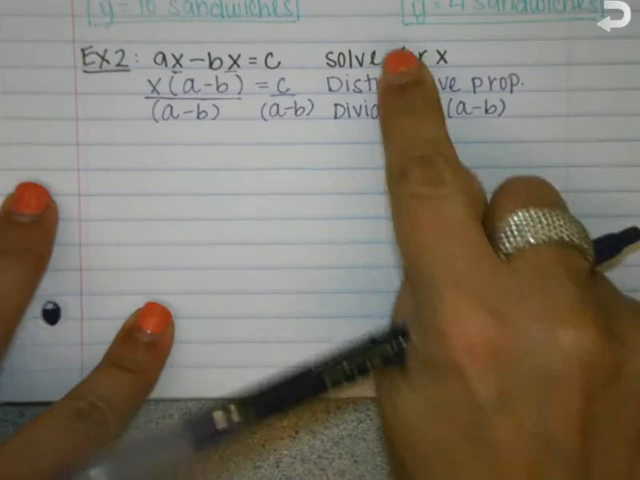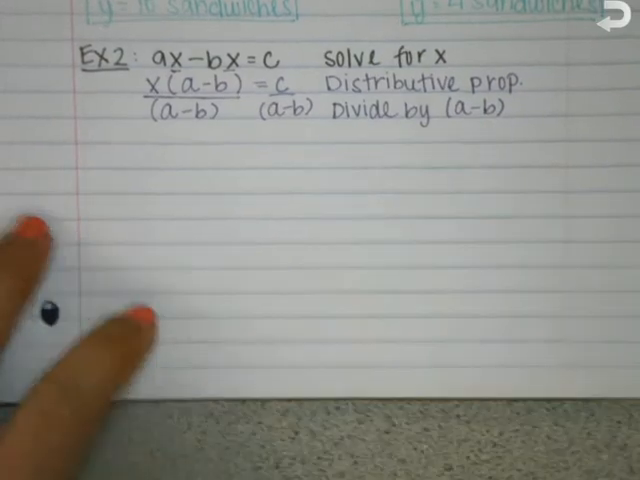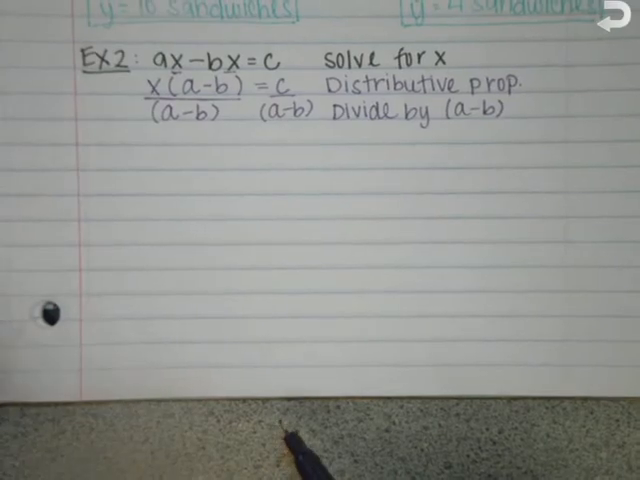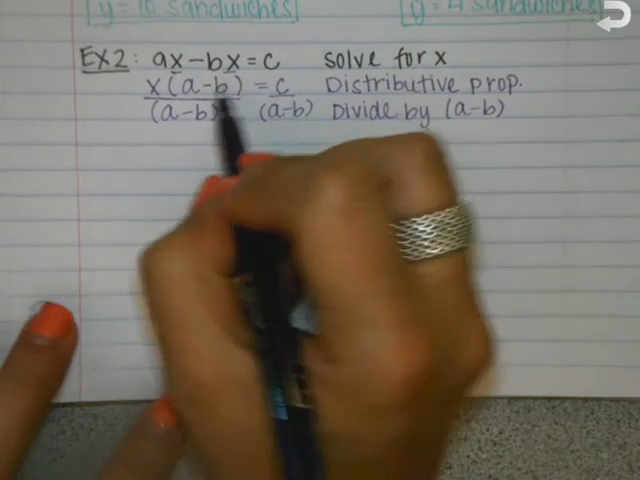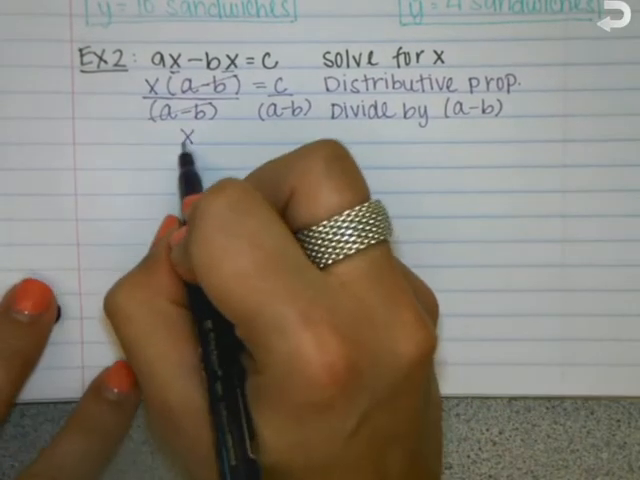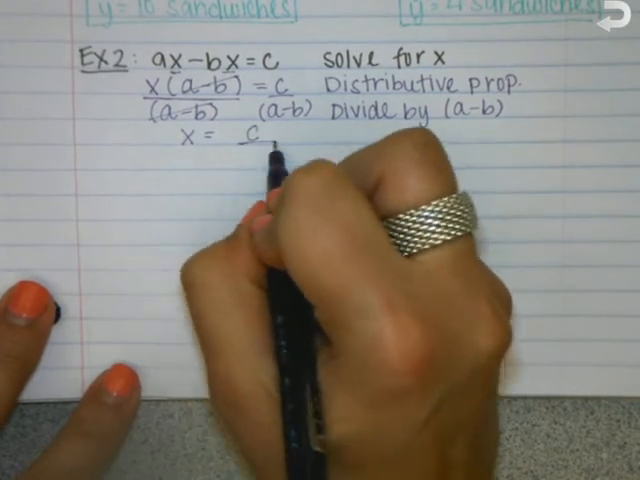So we're actually writing down our steps in words. Why does this work? Because a number divided by itself gives us what? 1. So a minus b divided by a minus b reduces, and we get x equals c over a minus b.